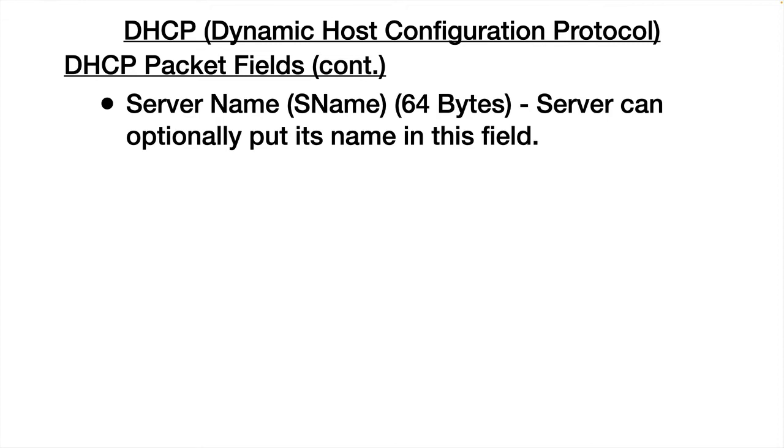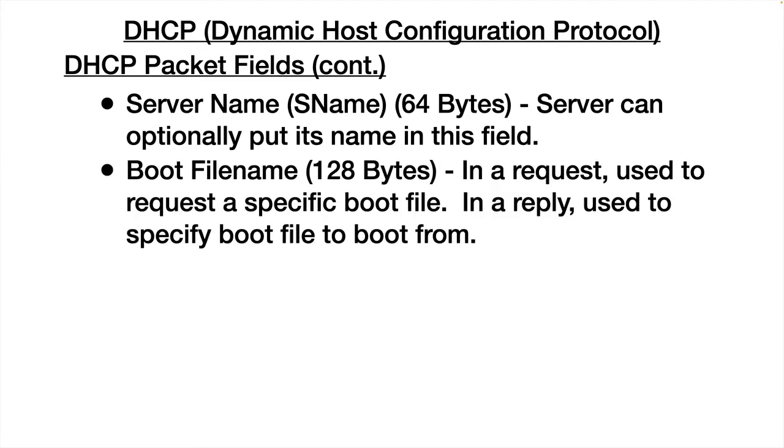We can put the server name here, which would be like dhcp3.domain.com, for example. That can be up to 64 bytes in length. We have a boot file, which can be up to 128 bytes. In a request, you can ask for a specific boot file. When the server is doing a response, it's going to say, here's the boot file you should boot from.